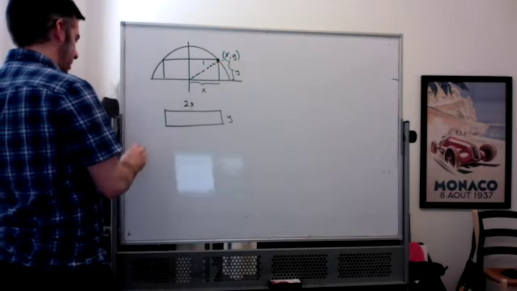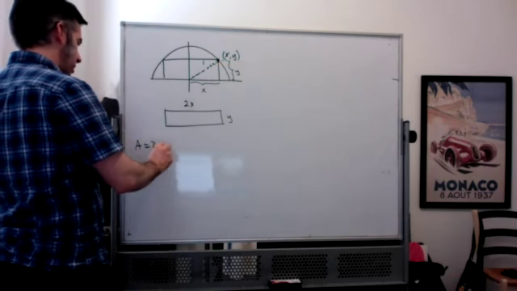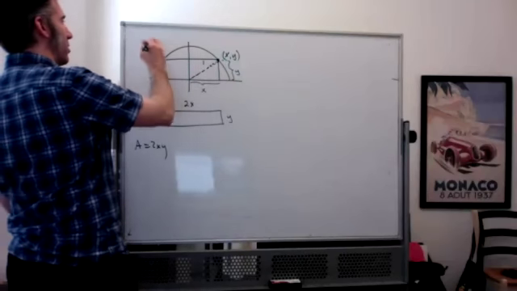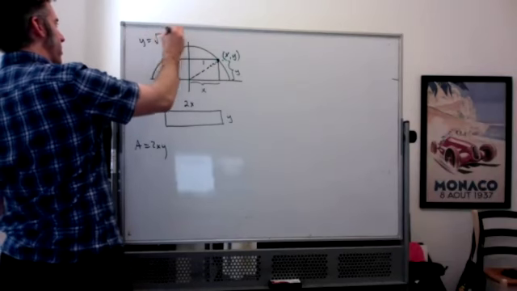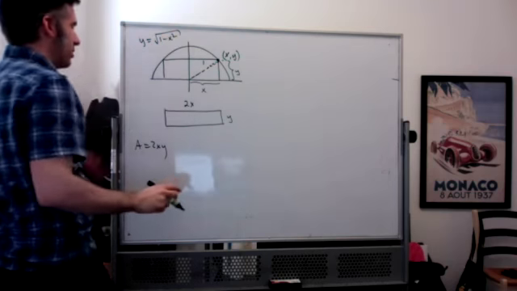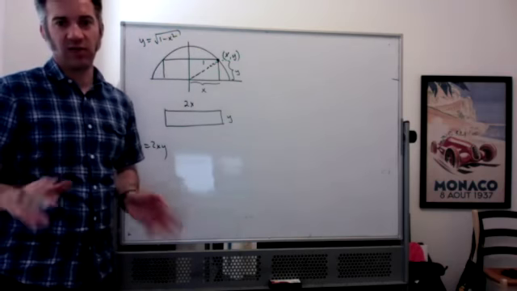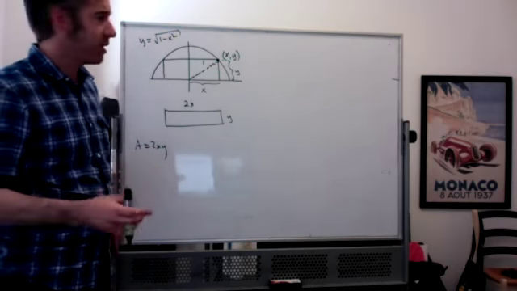So one way to say it is, area is 2xy, and then the equation of the semicircle is y equals the square root of 1 minus x squared. Then you can plug that in for y, and you have to differentiate the product. Well, it's kind of a bit messy.